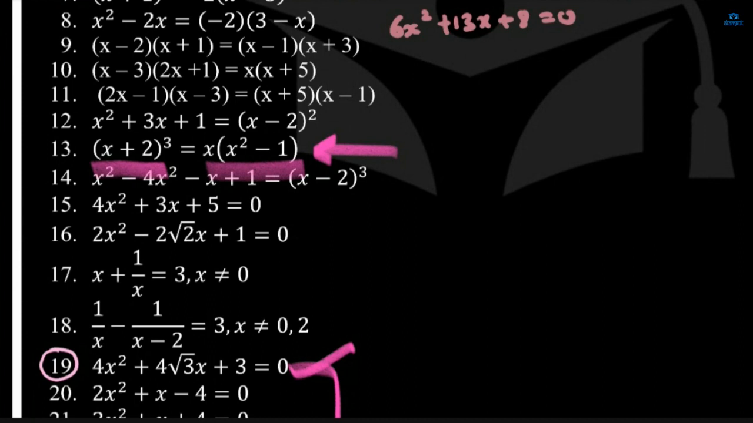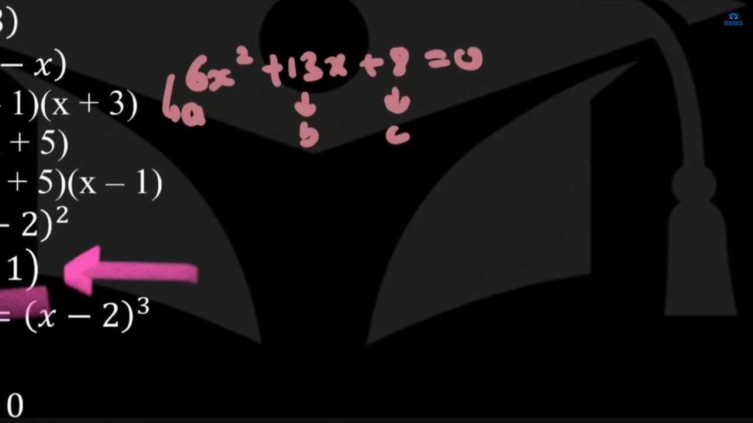Now here the transition comes. Now 6 is a, 13 is b, and this is c. Yes or no? Yes, ma'am. Now see, in the discriminant rule, D is b square minus 4ac. Now what is it going to come? b square means 13 square. 13 square is 169. Yes or no? Yes, ma'am. What is D here? Discriminant.